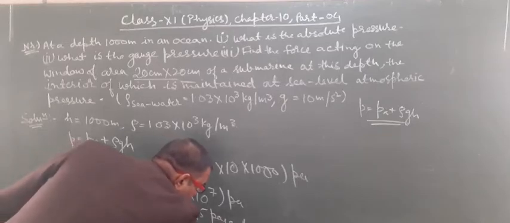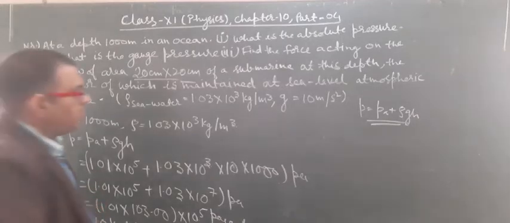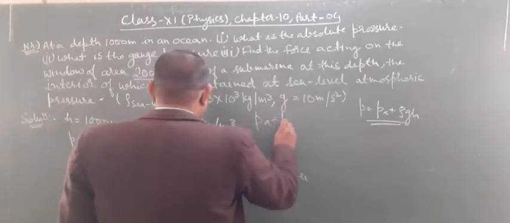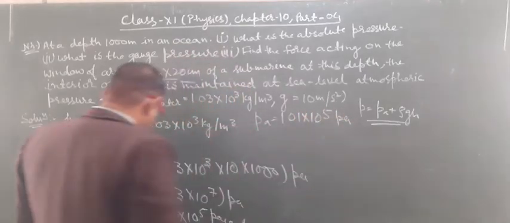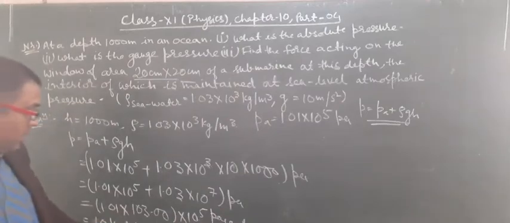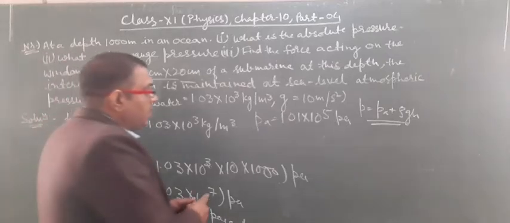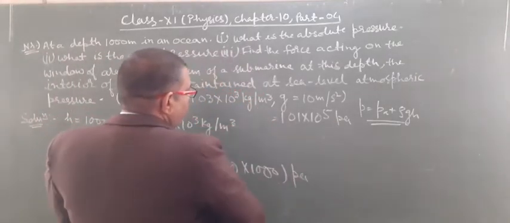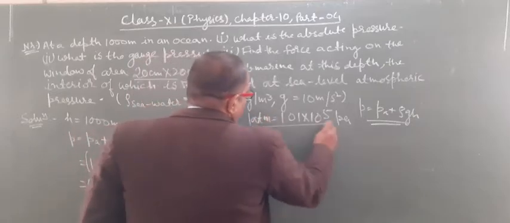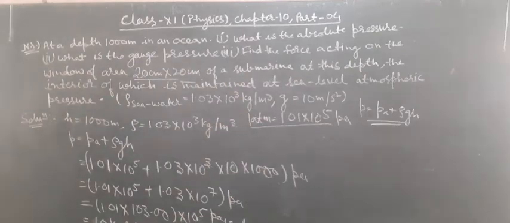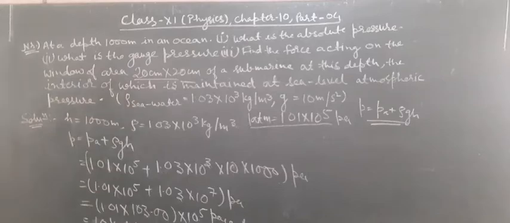104 atmospheric pressure, because 1 atmospheric pressure is what? 1 atmospheric pressure Pa is equal to 1.01 into 10 to the power 5 Pascal. So 104.01 into 10 to the power 5 Pascal is equal to 104 atm, as 1 atm is equal to 1.01 into 10 to the power 5 Pascal. So here we can write it as 104 atm.